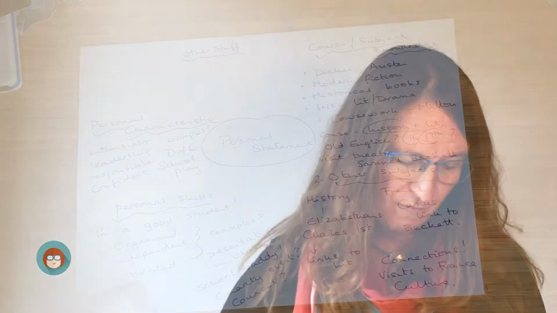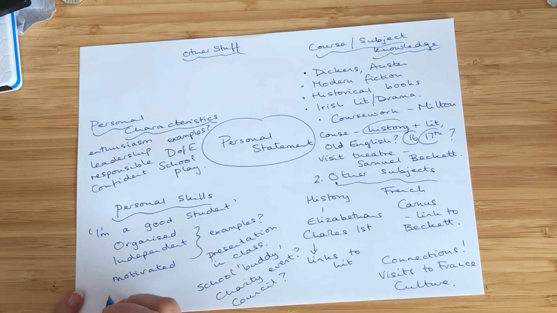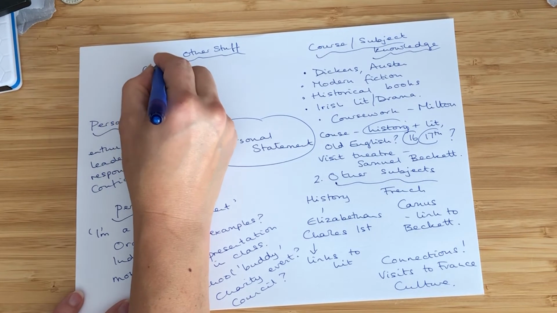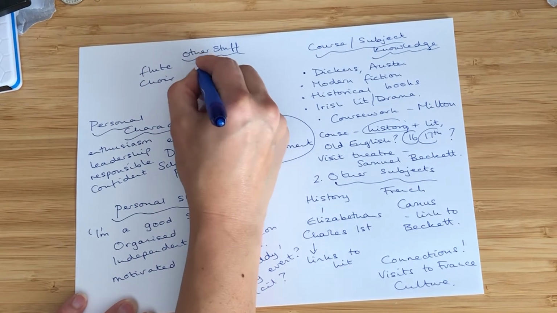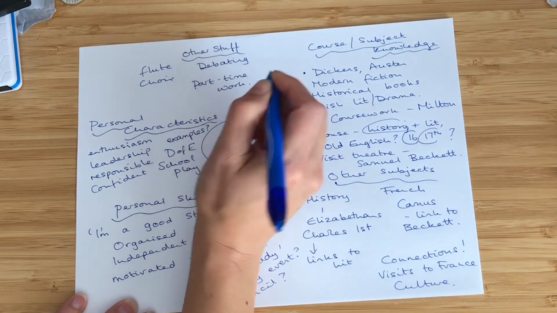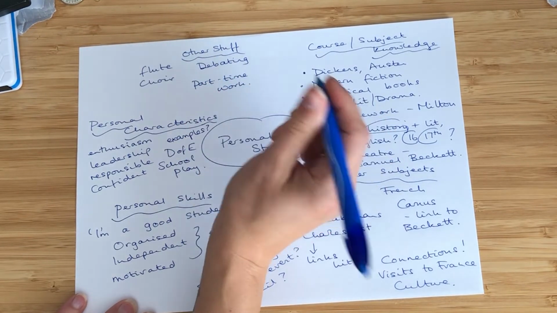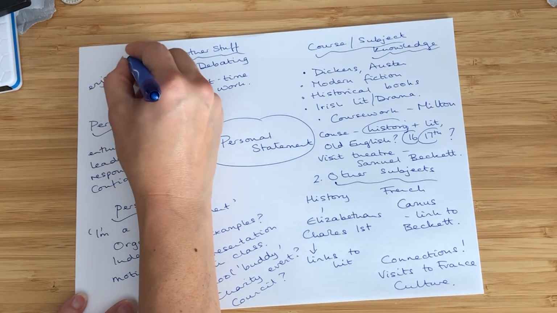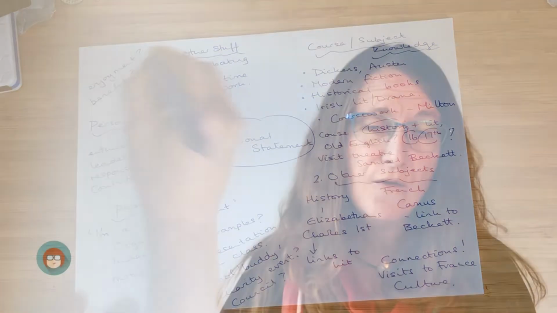Now lastly, we come to a section about what I've called other stuff, and this I've jotted down here. I play the flute, I sing in the choir, I like debating, I have a job in a local cafe. So you maybe want to pull out one or two of those things, but don't just state them. You want to show that you've A, enjoyed them, and B, benefited from them.